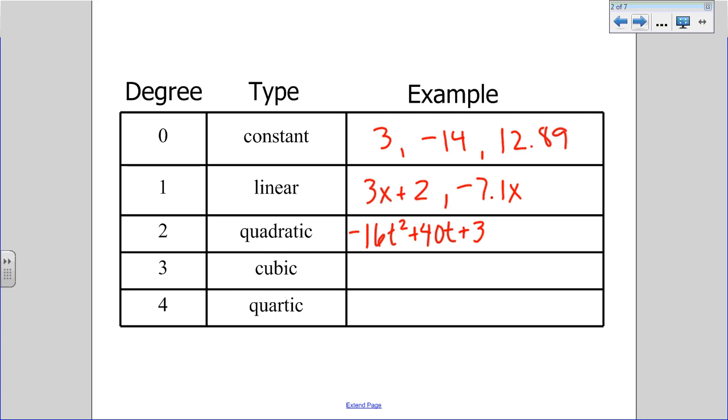Hopefully you guys are seeing the pattern here and can maybe make up your own. But for a cubic, something like 2x to the third plus 7. All right?